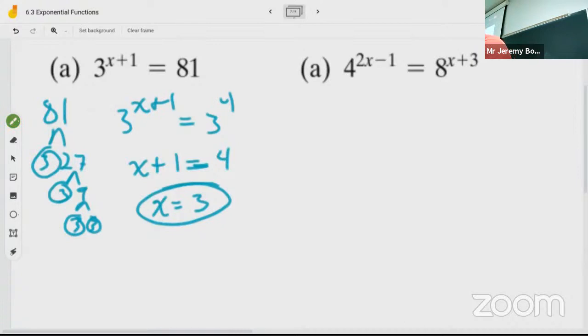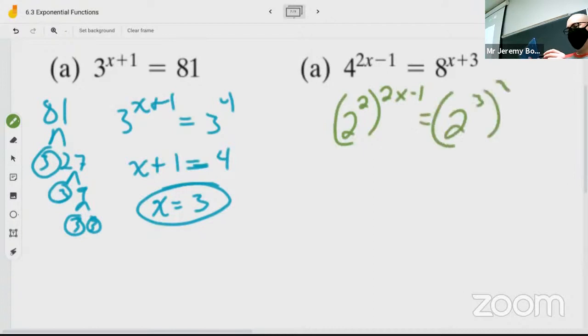We can't represent 8 in base 4, so we're going to have to choose a common base for them to work with, a common ground. Both 4 and 8 can be represented as 2 to some power. So we're going to have 2 squared raised to the 2x minus 1, and 2 to the third raised to the x plus 3. Any questions on getting there?